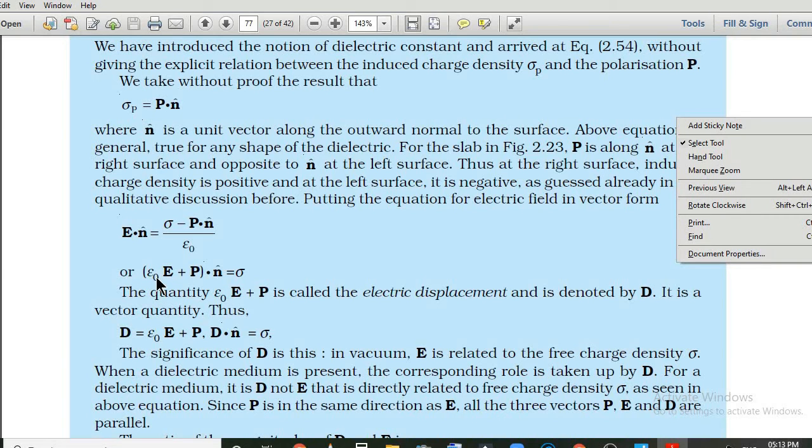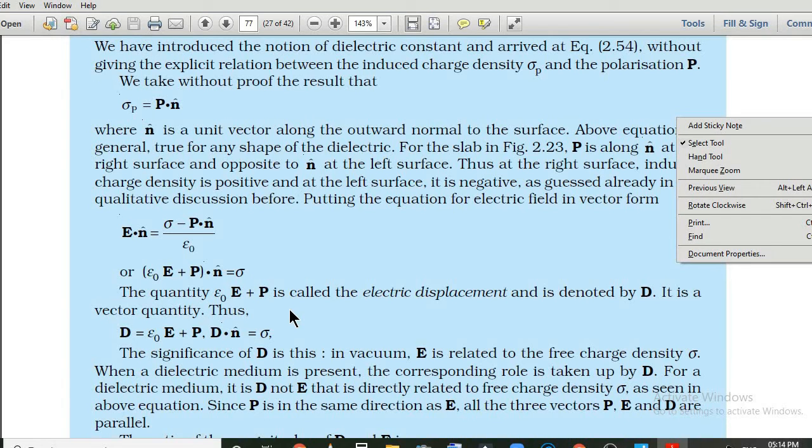Now, just rearrange this. Epsilon 0 goes to this side, then epsilon 0 E dot n is equal to sigma minus p dot n. Now this minus p dot n is taken to the opposite side, and there is already epsilon 0 E dot n, so epsilon 0 E dot n plus p dot n is equal to sigma. Dot n is common, therefore that is taken outside. Then epsilon 0 E plus P, dot n, is equal to sigma.